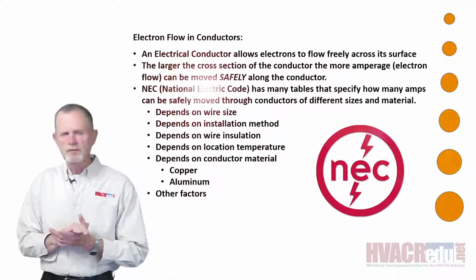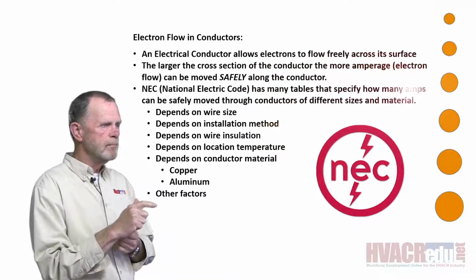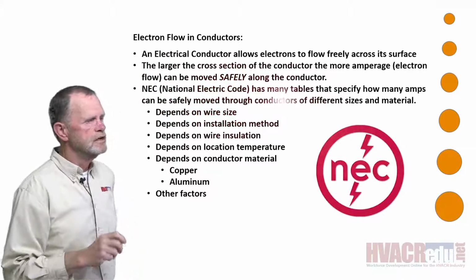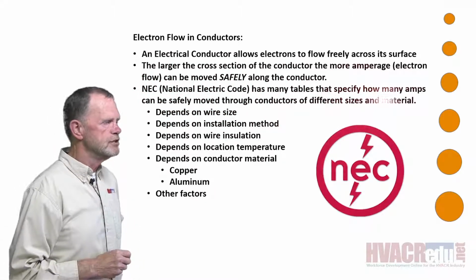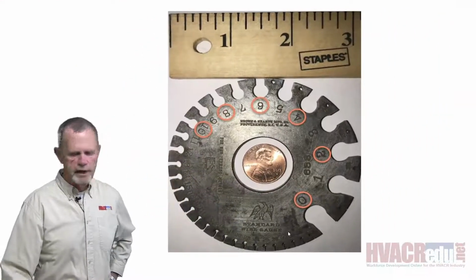NEC stands for the National Electrical Code. It has many tables that specify how many amperes or amps can be safely moved through the conductors of different sizes and materials. Here's an AWG, American Wire Gauge. Here's an actual gauge, and actually I still have it. I got it right here.